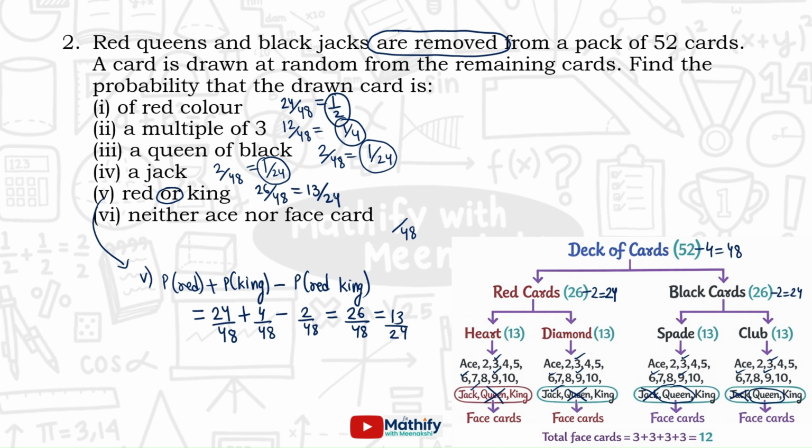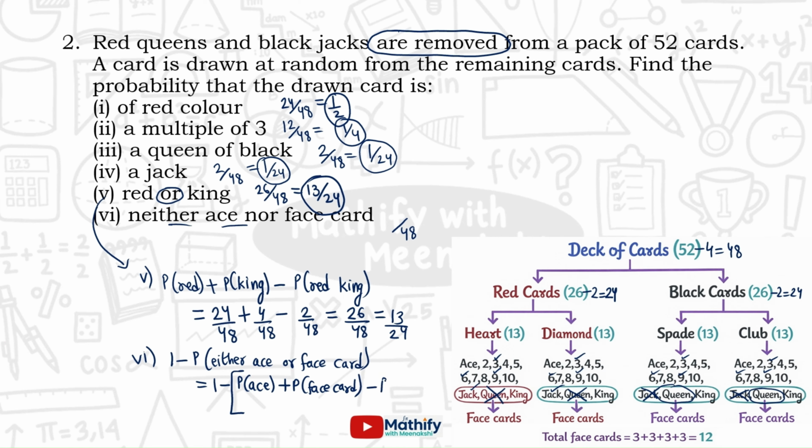Let's move to the sixth part. In the sixth part, it's neither nor. That means you have to subtract either or from 1. Probability of either ace or face card. So it's very important: neither nor, either or, and. So 1 minus probability of ace plus, let's write in bracket, plus probability of face card minus probability of ace and face card. We need both. A card that is ace as well as face card.